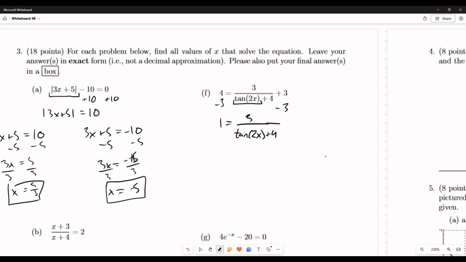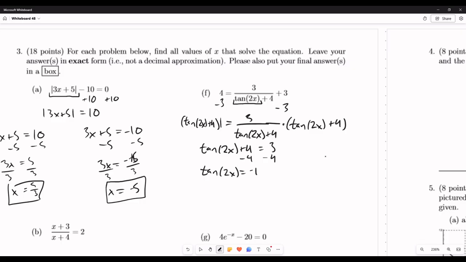And then a few different ways you can do this problem. What I'll do is I'm going to clear the fractions by multiplying both sides by tangent of 2x plus 4. That'll get it out of the denominator and make life a little bit easier to work with. So I'll have tangent of 2x plus 4, all of that times 1, that's nice and easy, equals 3. Then I need to subtract 4 from both sides to get tangent of 2x equals -1.